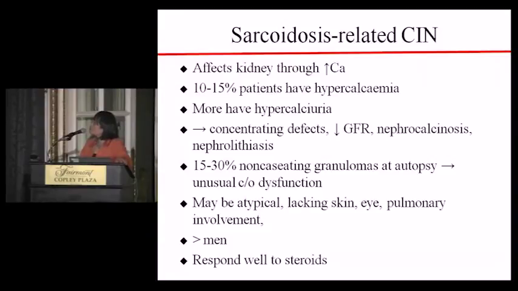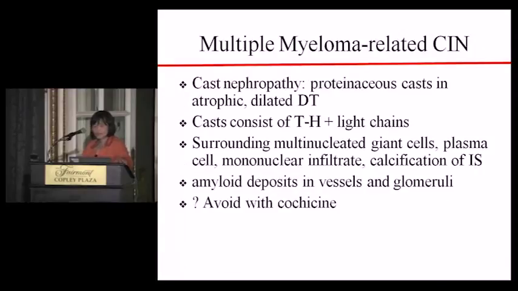Sarcoidosis-related CIN usually works through calcium. Patients may have hypercalcemia, but more commonly you will see hypercalciuria. It's more common in men, and patients usually have a very atypical presentation. They don't have a typical sarcoid presentation. They usually respond well to steroids, as I mentioned earlier.